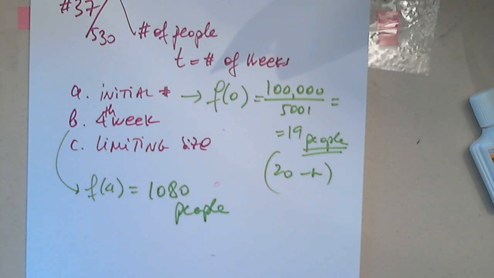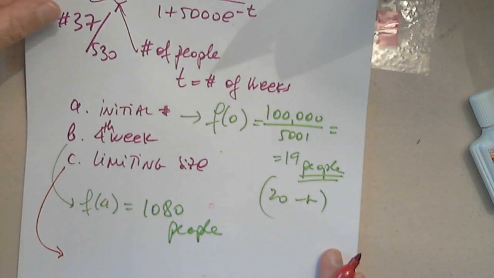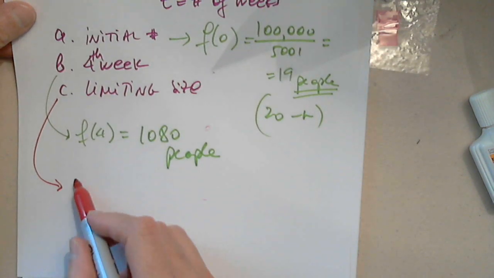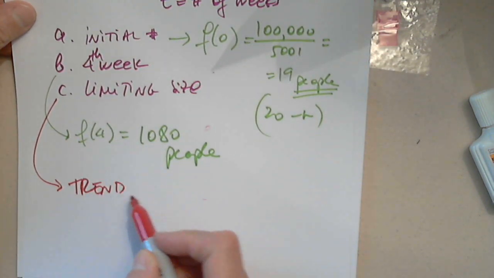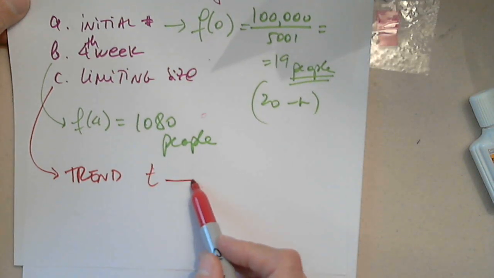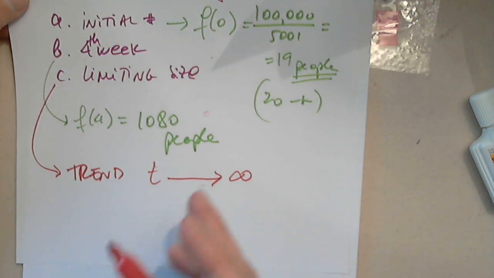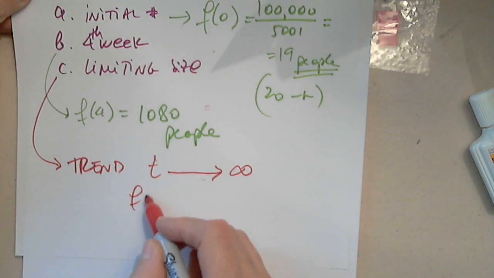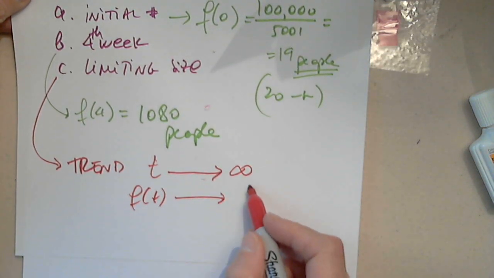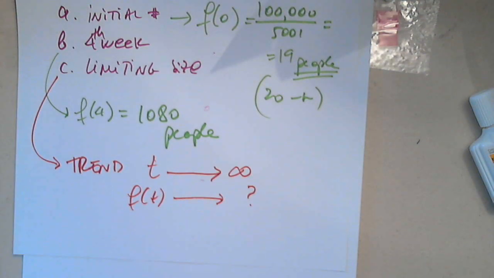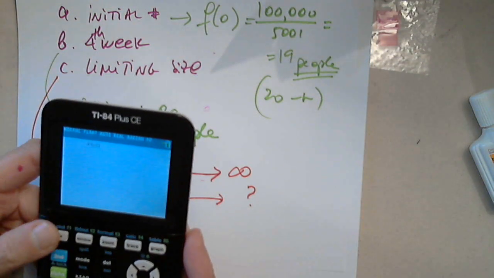Okay, so when it comes to the limiting size of the population, we are really asked to find the trend. In other words, when time goes to infinity, number of weeks passes, more weeks, where does f of t go? That's what we are asked to determine. It's the end behavior.